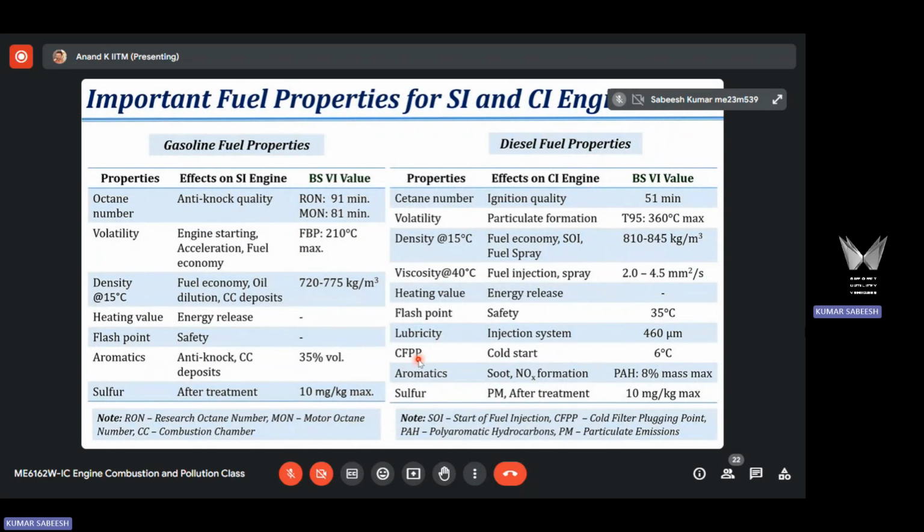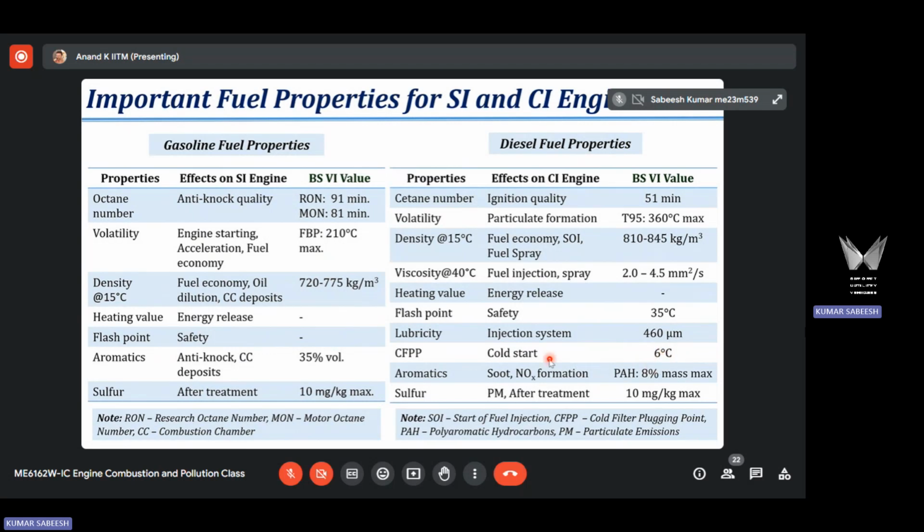Next, you have this CFPP, which affects the cold start characteristic of diesel engines. Again, this is applicable only for diesel fuel, not for gasoline. You could not see CFPP for gasoline. Can anyone tell me why the CFPP is regulated only for diesel fuel? This is a minimum value, 6 degrees. It is preferable to have a lower value than this, not a higher value.